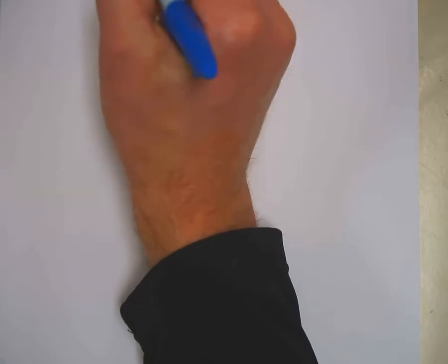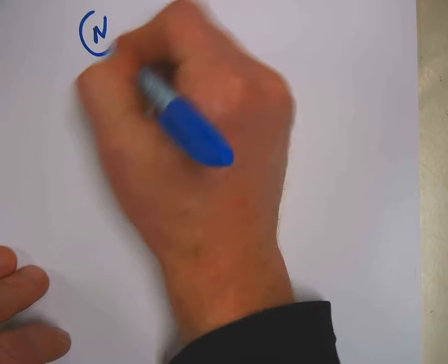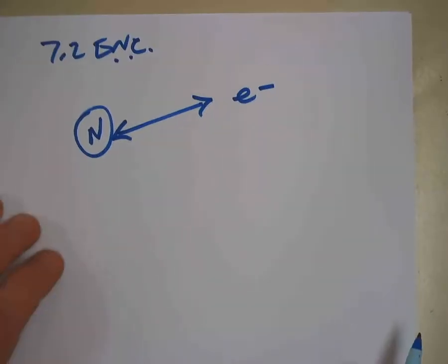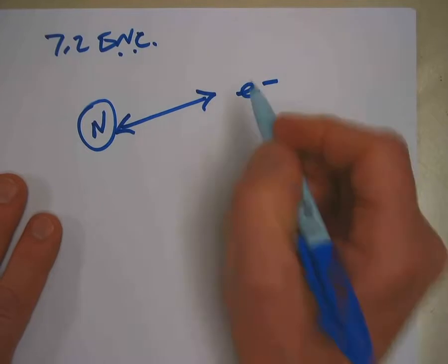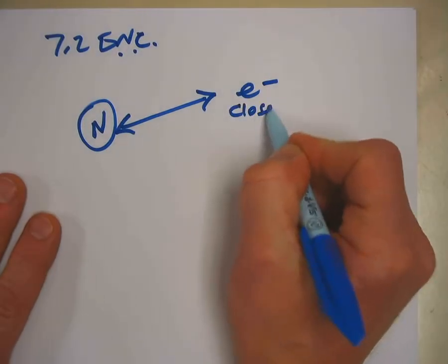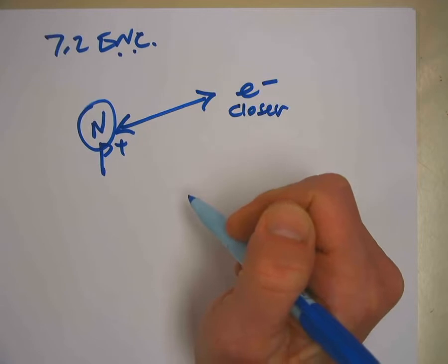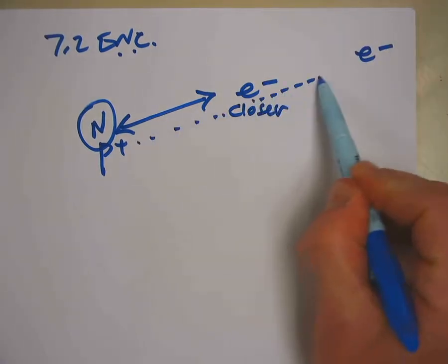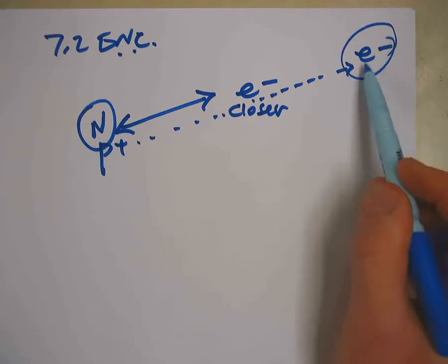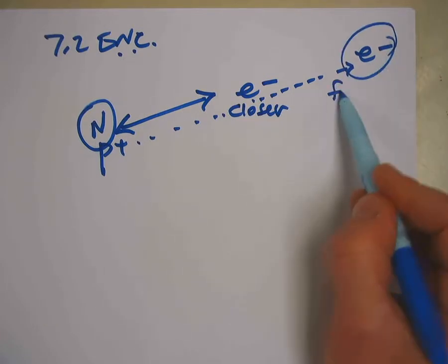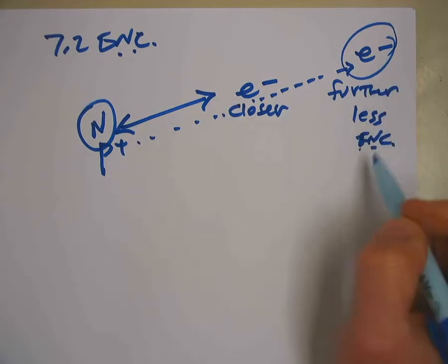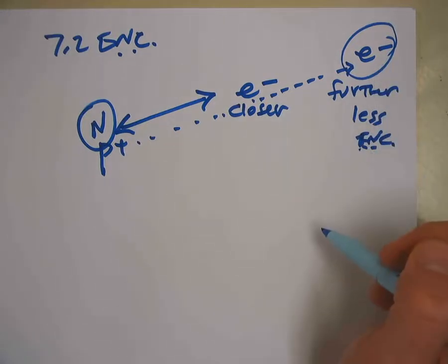Section 7.2, effective nuclear charge. This is the amount of attraction the nucleus has for an electron. The closer the electron is to the positive protons, the more effective nuclear charge it has. The further the electrons are away, the more trouble the nucleus has attracting the electrons way out here. So the further away they are, the less effective nuclear charge the electron sees or feels.